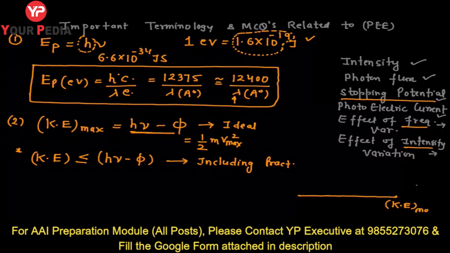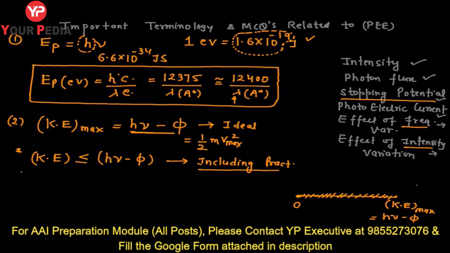Maximum will be the kinetic energy maximum, which you told how much? h nu minus phi. Now what will be the minimum? 0, because we are talking about the kinetic energy of the ejected electron, that cannot be negative. So whatever electron is ejected from the metal surface, their kinetic energy is distributed within this range if we consider practically the losses in the collisions.